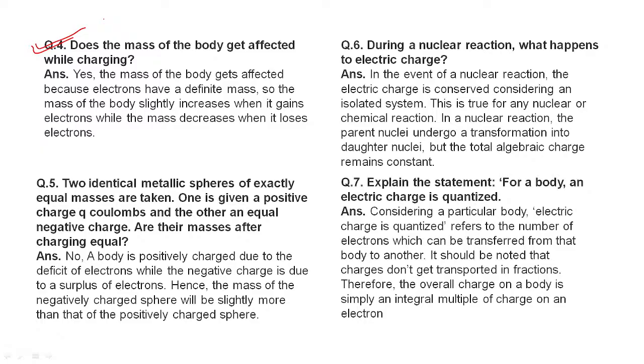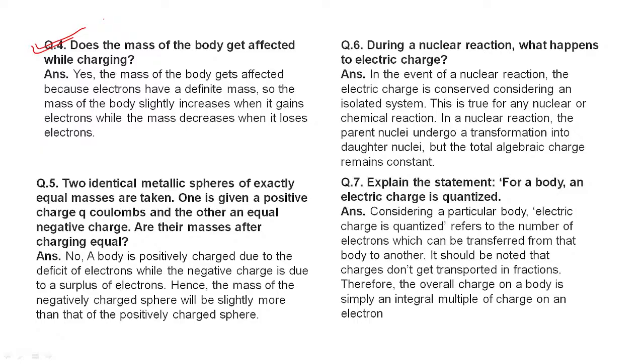Two identical metallic spheres of exactly equal masses are taken. ठीक है, दो ऐसे मेटेलिक स्फीयर को लिया गया जिनके मासेस इक्वल हैं. One is given a positive charge q coulomb and the other is given an equal negative charge. एक पॉजिटिव है और एक नेगेटिव है, दोनों के मासेस सेम हैं. Are their masses after charging equal? अब बताइए भाई. चार्जिंग के बाद उनके मासेस क्या होंगे?